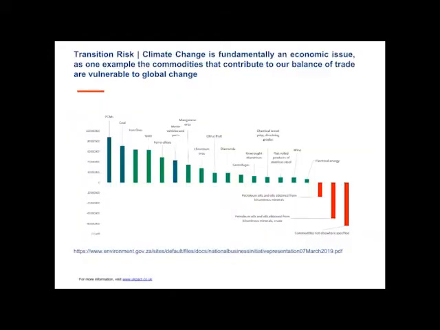So you'll see there the transition risk is a really big economic issue for South Africa, and there's a number of different commodities that contribute to our balance of trade that are very vulnerable. On the positive side, we also know that there's increasing demand for electric vehicles, for renewable energy development and construction in many parts of the world.